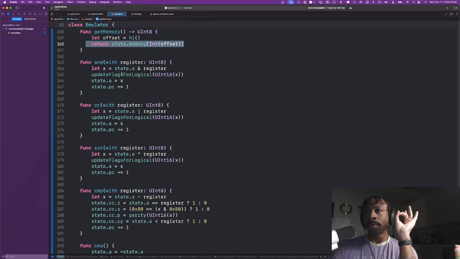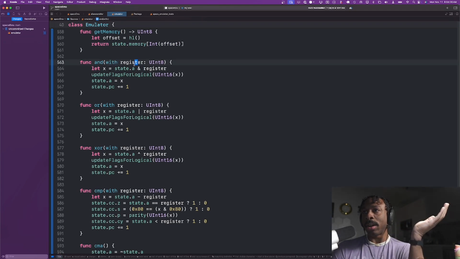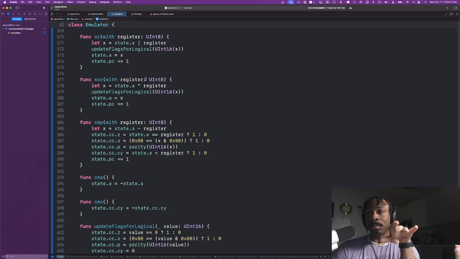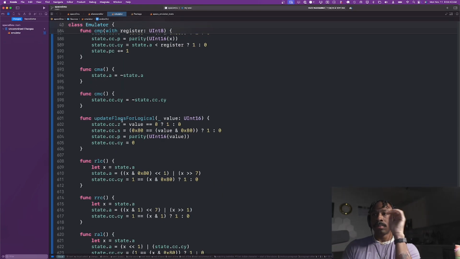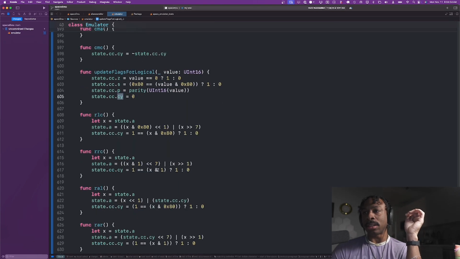So for AND, it is pretty simple. You just AND the two registers together, whatever register has been passed in. For OR, same thing. And then we update the flags for each of those. For each of those, we just set the zero flag, set the sign flag, set the parity, and then set the carry flag to 0.